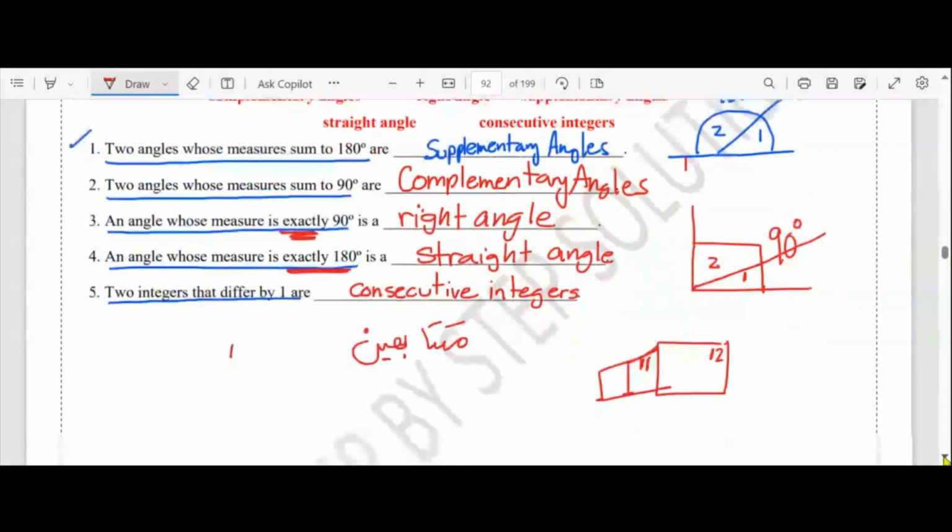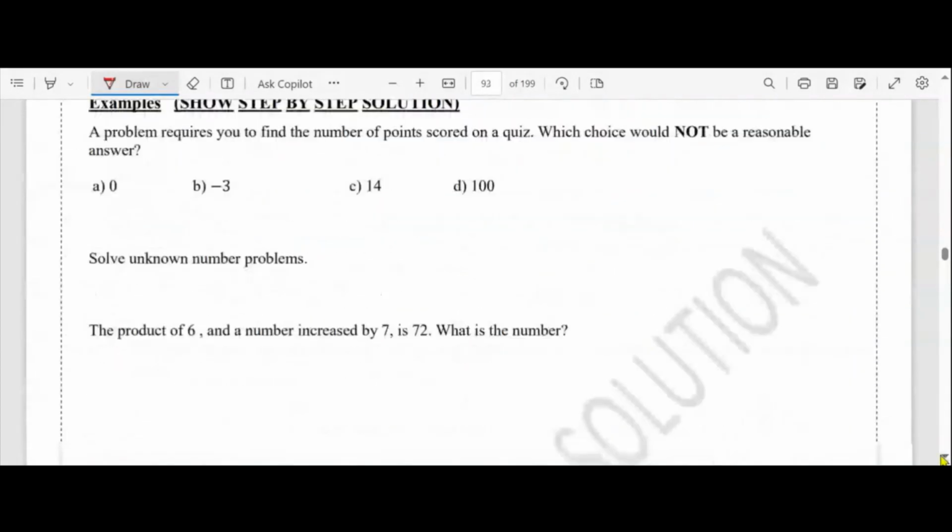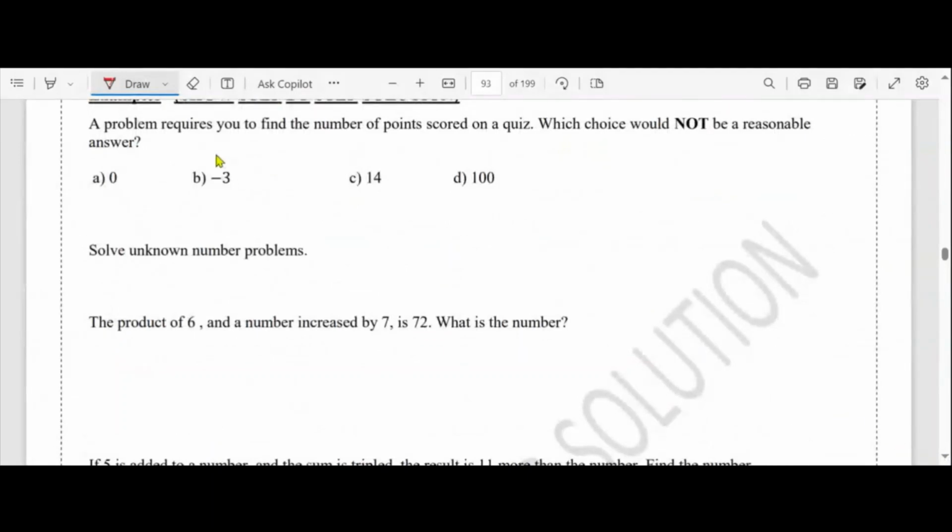All right, so let's move on. I need someone to read this. Please, can you read? Loud voice. A problem requires you to find the number of points scored on a quiz. Which choice would not be a reasonable answer? I make it bold here. It's not reasonable. Not reasonable means what? Impossible. Which one is impossible? Okay, is this clear? Yes.